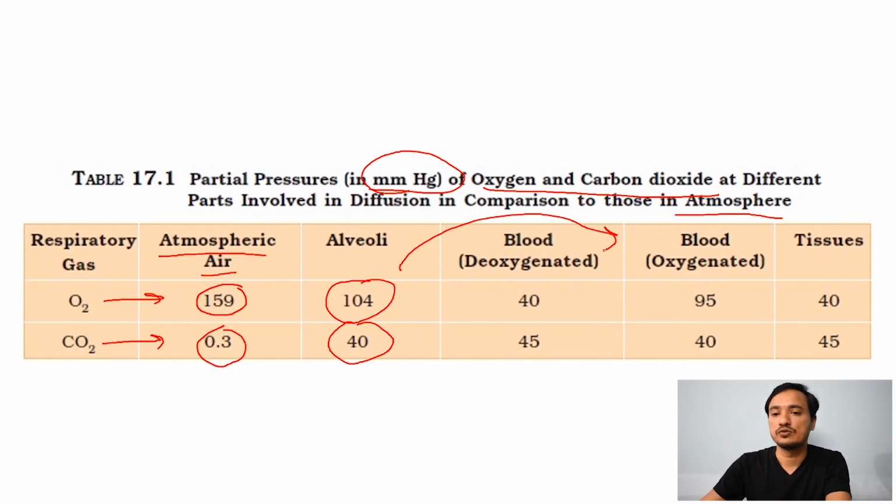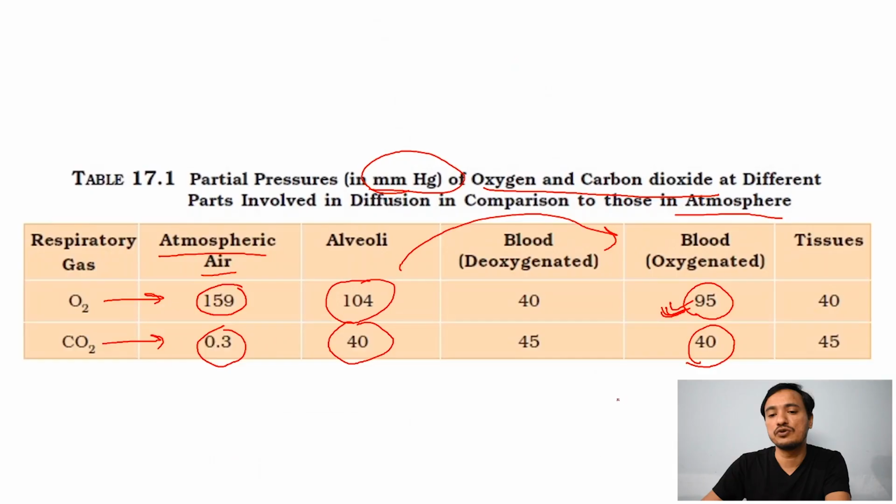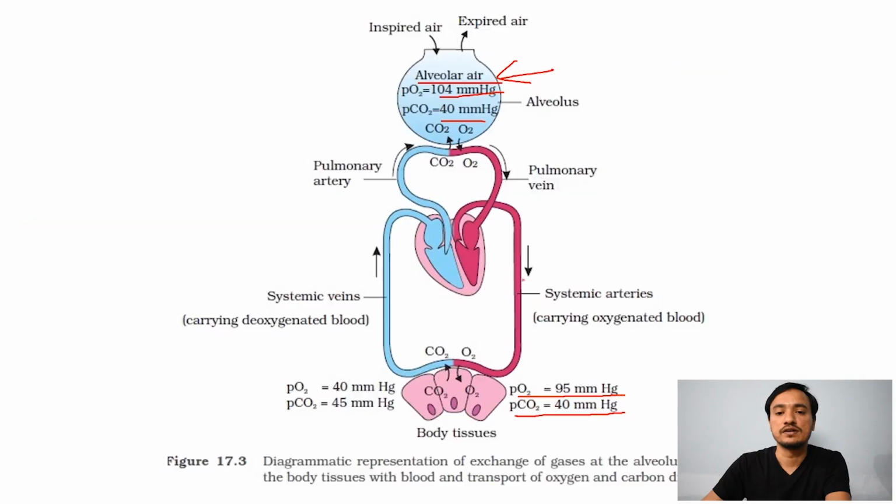Then we will see this. Blood gets oxygenated in the alveoli. Here also PCO2 is less and PO2 is more. There are some differences in the numbers, but just remember PCO2 is less and PO2 is more. You can see in this picture, this is the oxygenated blood, going into the heart and then to different tissues. Here PO2 is 95 and PCO2 is 40. Then the blood gets deoxygenated.